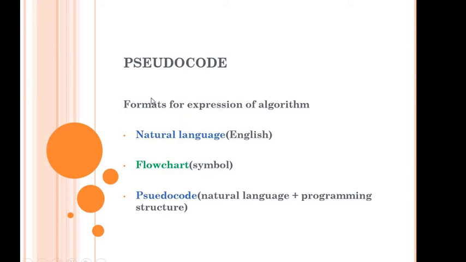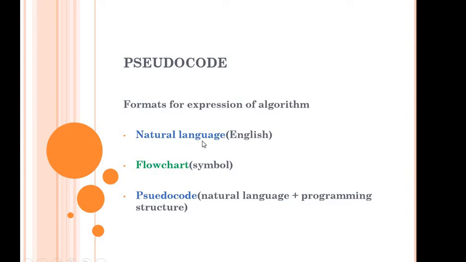Pseudocode can be the way of conveying an algorithm to others. Normally, an algorithm can be expressed in three ways. What are the ways? Natural language, flowchart, pseudocode. Each and every method has its advantages as well as disadvantages. Among the three, pseudocode is a standard format which is followed efficiently.